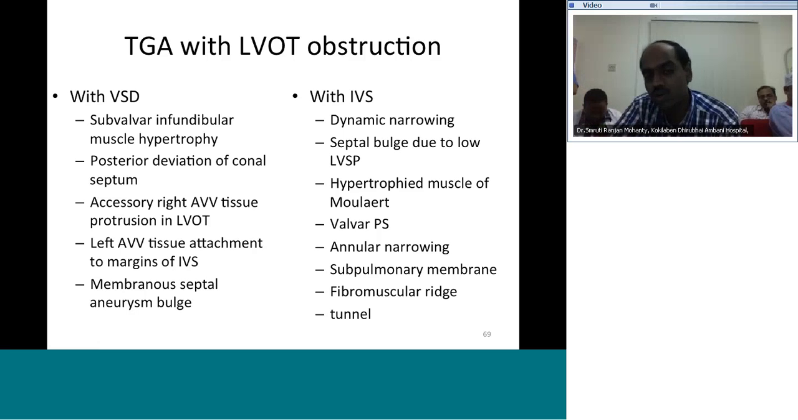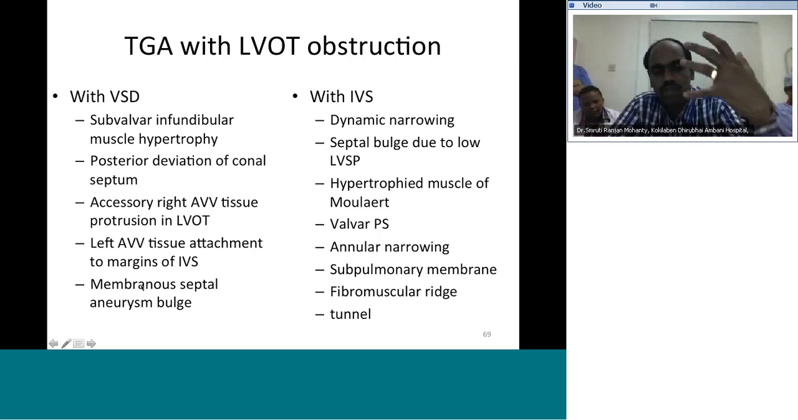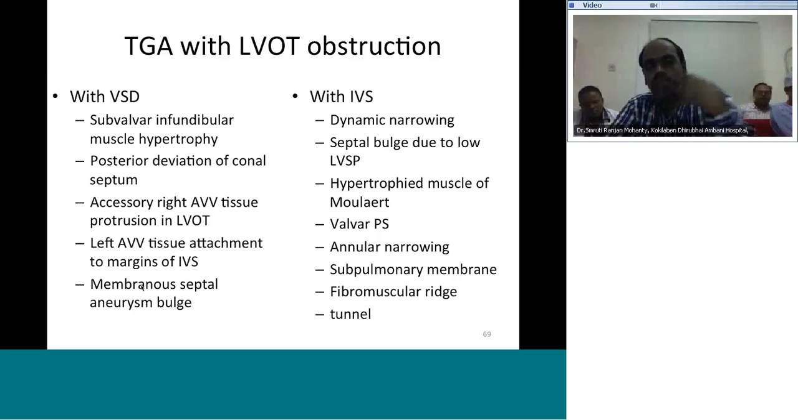Normally, left AV valve should not have a septal attachment. You know, mitral valve is septophobic. But if it is an abnormal mitral valve with abnormal attachment of its chordal apparatus to the crest of the interventricular septum in the VSD, then that can produce LVOT obstruction. Membranous septal aneurysmal bulge may be present. If you have a perimembranous ventricular septal defect, and that forms a membranous septal aneurysm, that aneurysm can bulge into the left ventricular outflow tract and cause a LVOT obstruction.